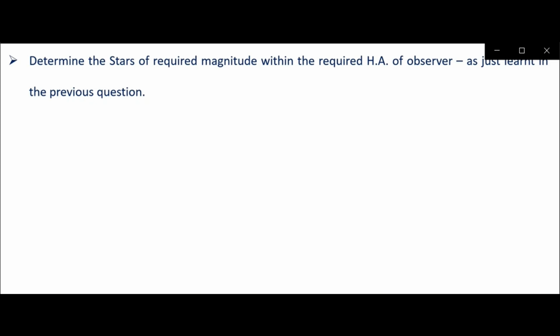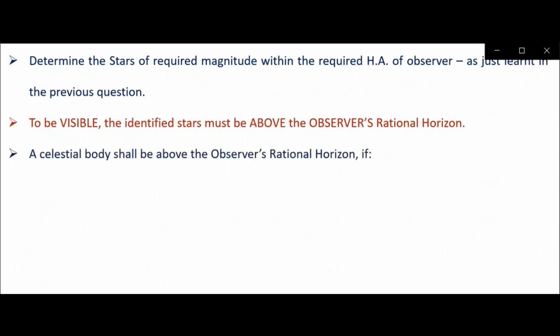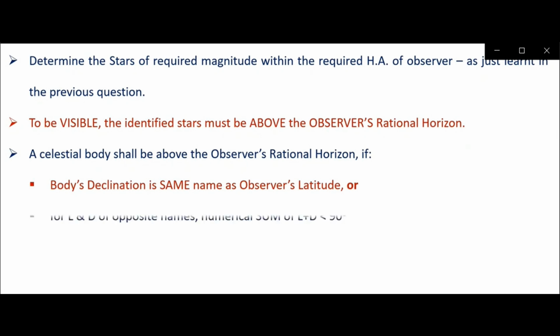Now, to assess visibility, we know that the body must be above the observer's rational horizon. For a body to be above the rational horizon, for whatever period of the day it may be, we look at the latitude of the observer and declination of the body. If they are of the same name, yes, the body would definitely be coming above the horizon for some part of the day. Or if they have opposite names, then the body shall be above the rational horizon only if the sum of latitude and declination is less than 90 degrees.